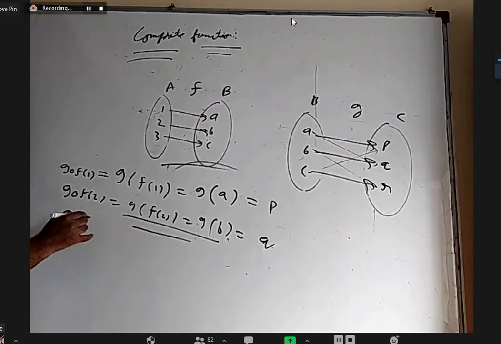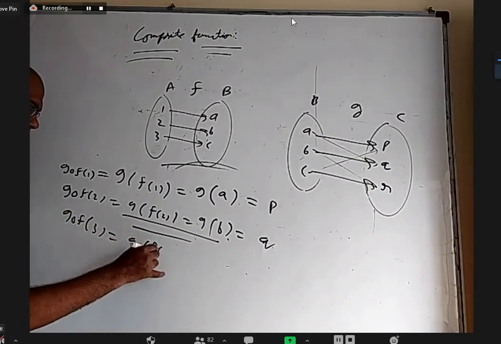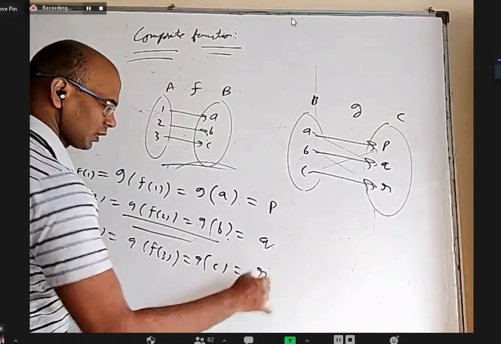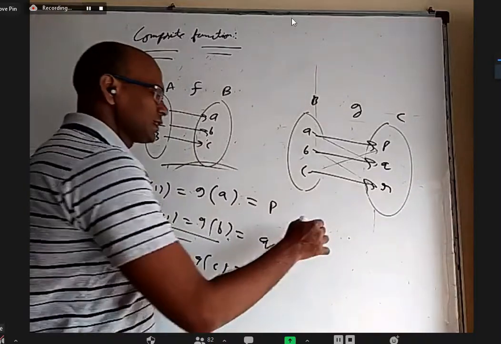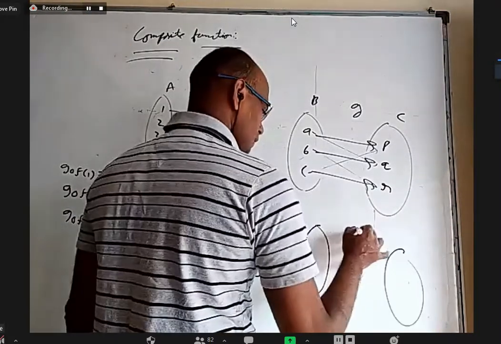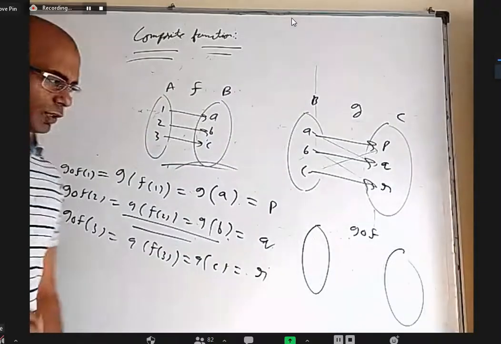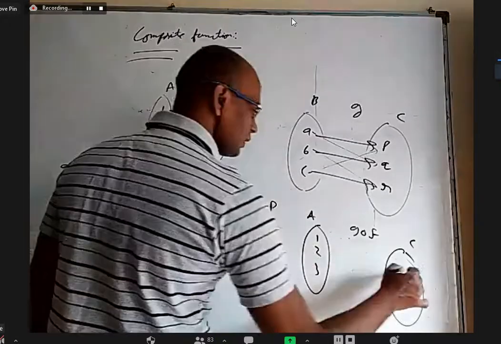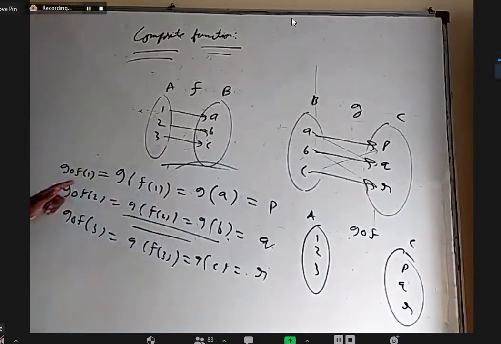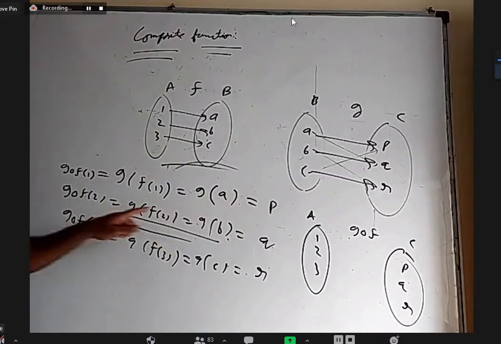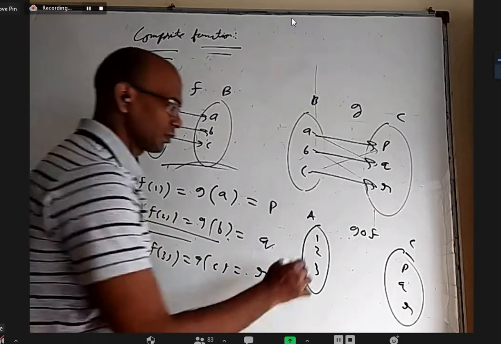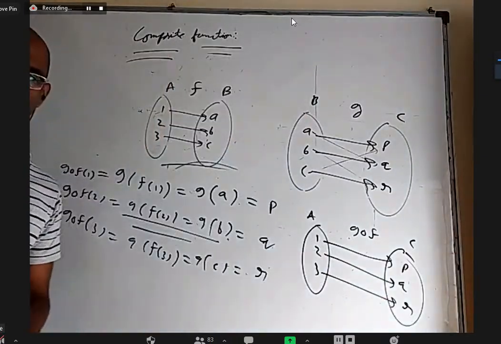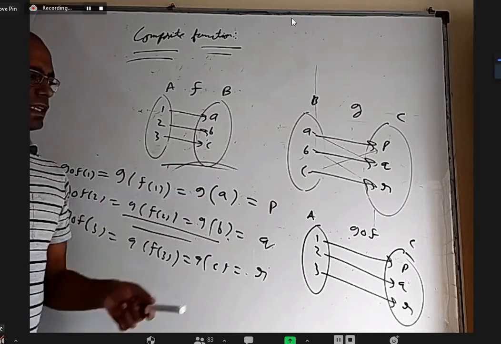Similarly, G circle F of 3 is G of f of 3. F of 3 is C and G of C is R. So directly I can write G circle F together as one function, whose domain is A and codomain is C, where 1, 2, 3 are here and P, Q, R here. You can see directly the image of 1 is P, image of 2 is Q, and image of 3 is R. So 1 is connected to P, 2 is connected to Q, 3 is connected to R. Okay, one may say you found G circle F.